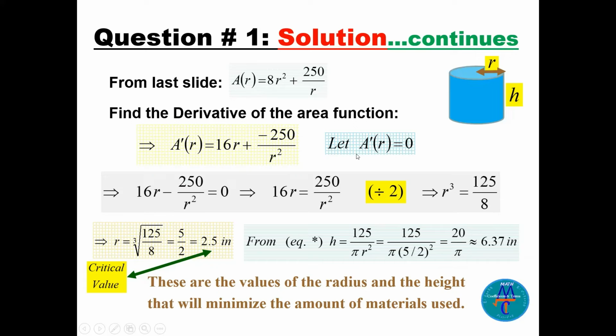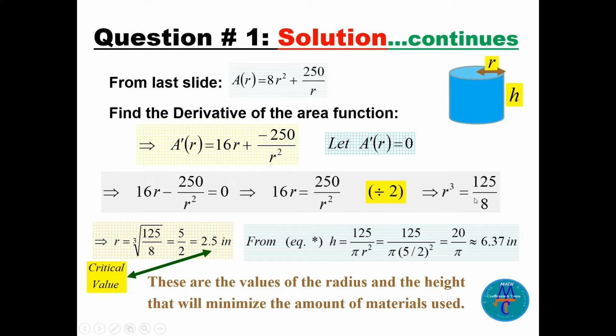So a prime will be 0. Put 16r minus 250 over r squared is equal to 0 and solve for r any way you like. You can take this on the other side. You can cross multiply, divide by 2. Whatever you do, you will reach r cubed is equal to 125 divided by 8.